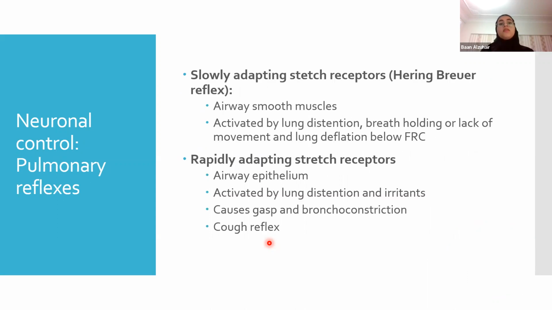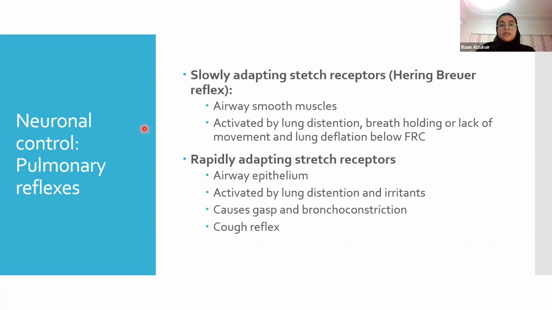Okay, we're done actually with the respiratory centers of the brainstem. Now we'll start with the pulmonary reflexes. We have 4 pulmonary reflexes. We'll start with the receptors. We have slowly adapting stretch receptors and rapidly adapting stretch receptors.